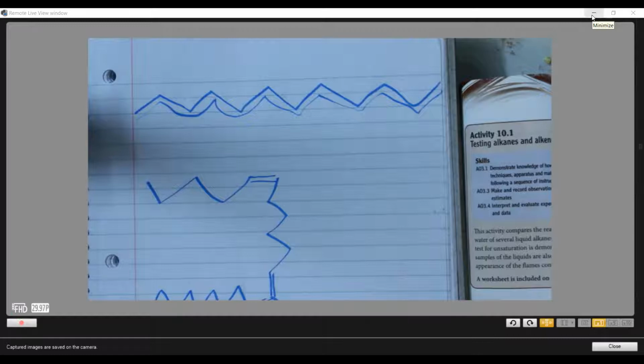Oleic acid. This is an example of an unsaturated fatty acid. This is a monounsaturated fatty acid. What do we mean by that? Monounsaturated fatty acid means it has only one double bond.